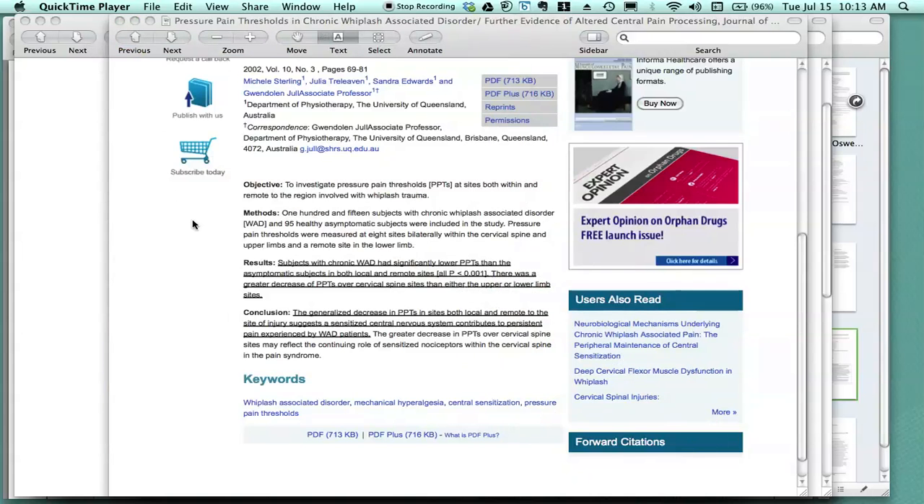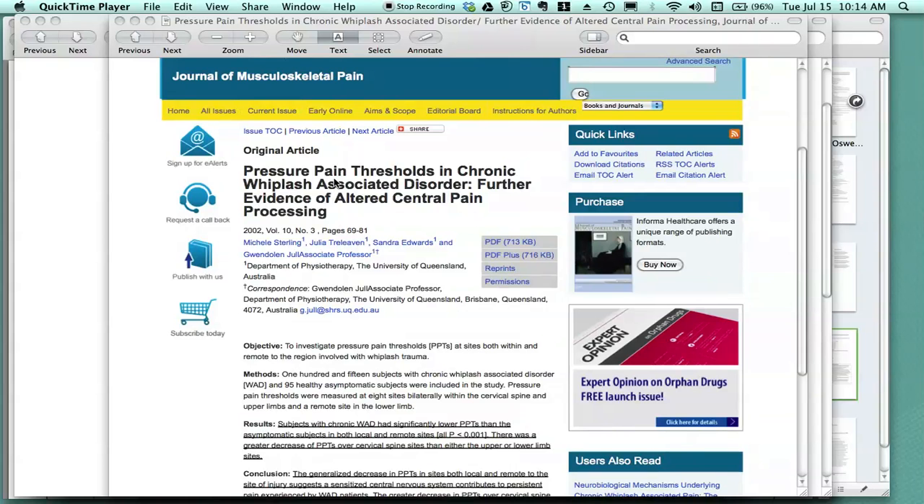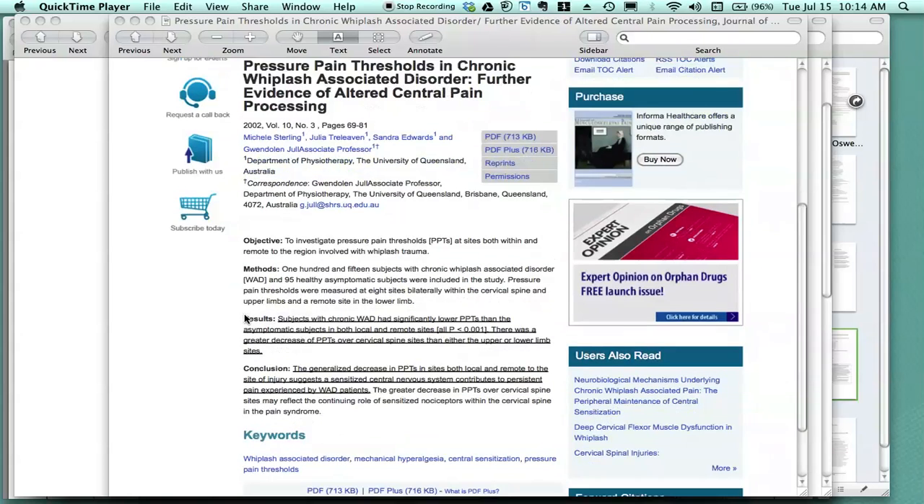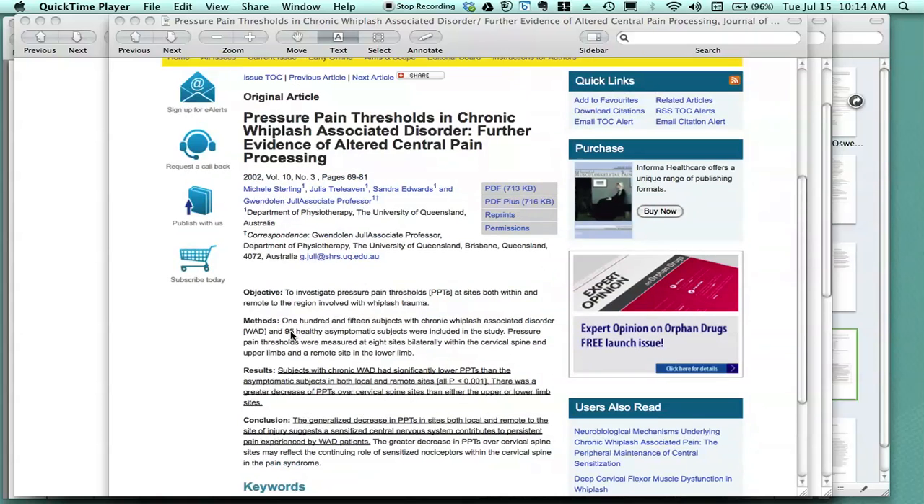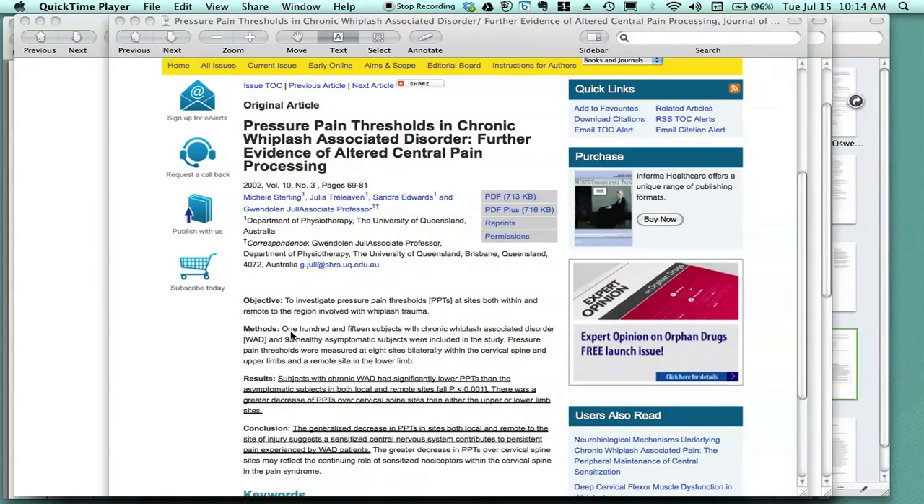Now, this type of testing, the pain pressure threshold, the Journal of Musculoskeletal Pain basically says subjects with chronic WAD had significantly lower PPTs than asymptomatic subjects in both local and remote sites. There was a greater decrease of PPTs over cervical spine sites than either the upper or lower limb sites. So basically the research here is showing us that patients will have lowered pressure pain thresholds in the injured area.